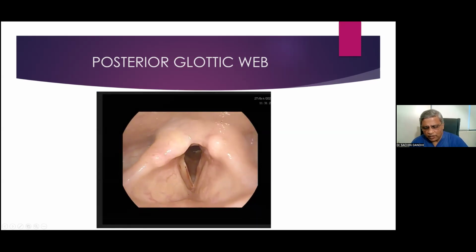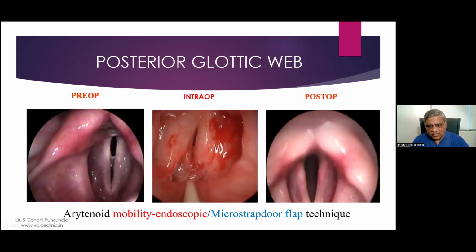So this is type 1, same type 1. Again, protecting with the bougie. And this is the result.